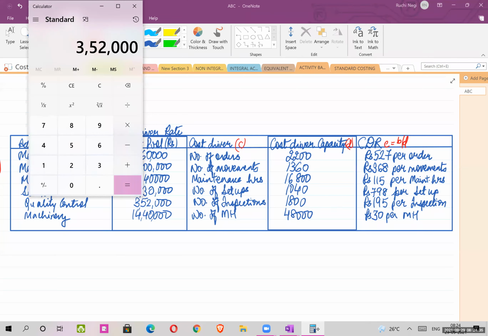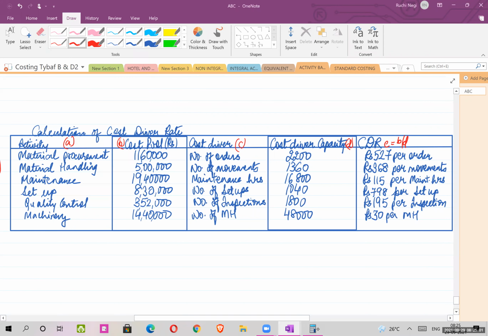The cost driver calculation. 3,52,000 divided by 1,800 makes it to 195. You can round off, you can make it 196 also per inspection. And 14,40,000 divided by 48,000 makes it to 30 rupees per maintenance hours.